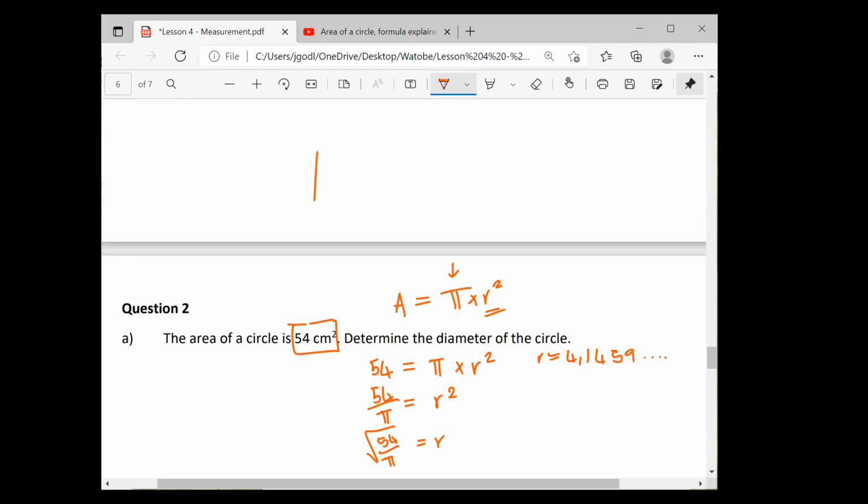So we have to times that by 2 because the diameter of a circle is our radius times 2. And so our diameter is going to be 4,1459 times 2, which gives us 8,29 centimeters.